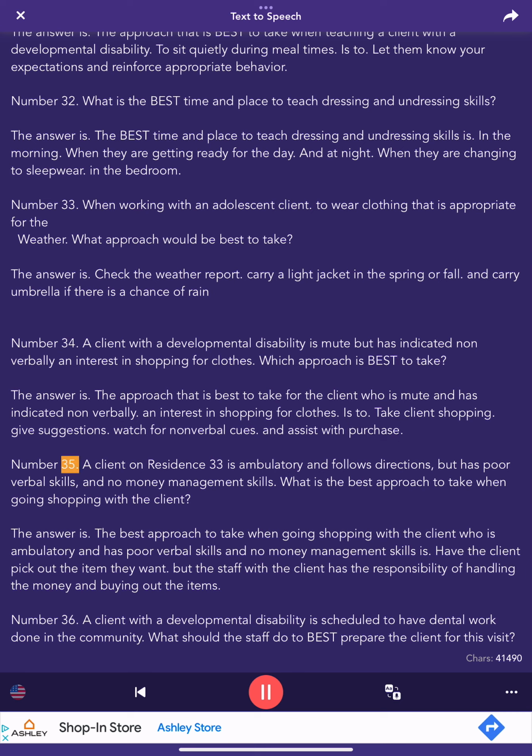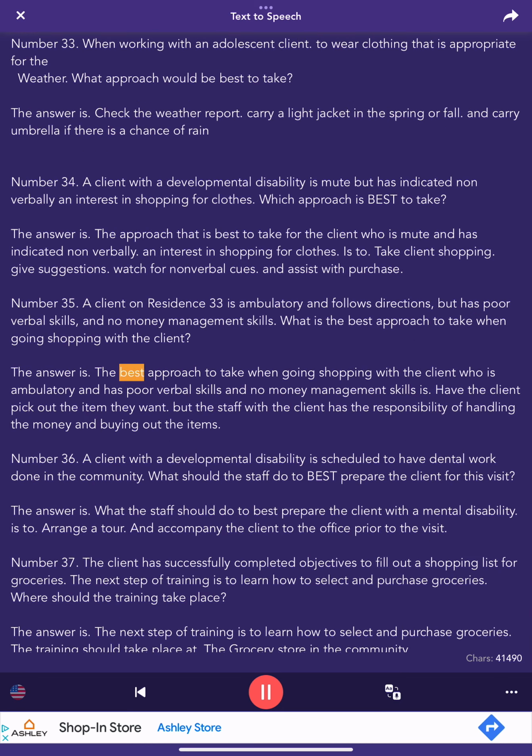Number 35. A client on residence 33 is ambulatory and follows directions, but has poor verbal skills and no money management skills. What is the best approach to take when going shopping with a client? The answer is, the best approach to take when going shopping with a client who is ambulatory and has poor verbal skills and no money management skills is have the client pick out the item they want, but the staff with the client has the responsibility of handling the money and buying the items.